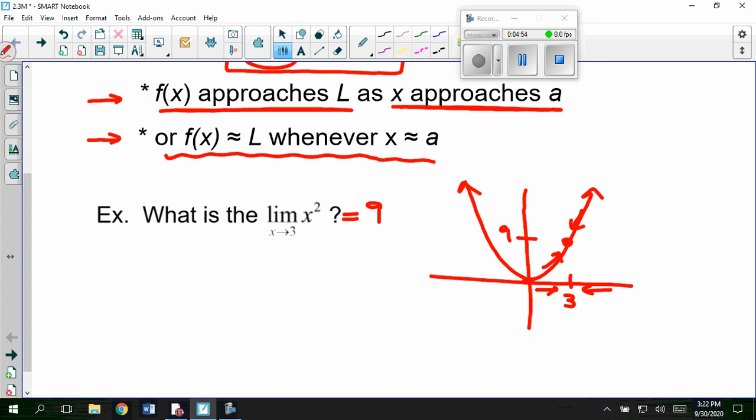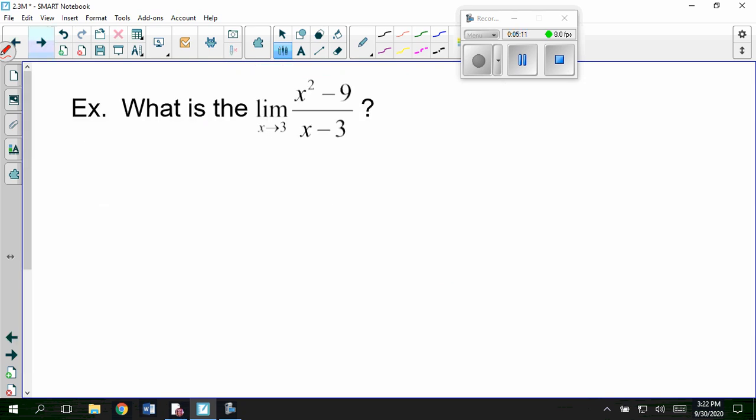All right, so that easily identifies something with a nice simple function, but of course we're not always going to be that simple. In fact, now we start to get a little bit more fun. What is the limit as x approaches 3 again of x squared minus 9 over x minus 3?